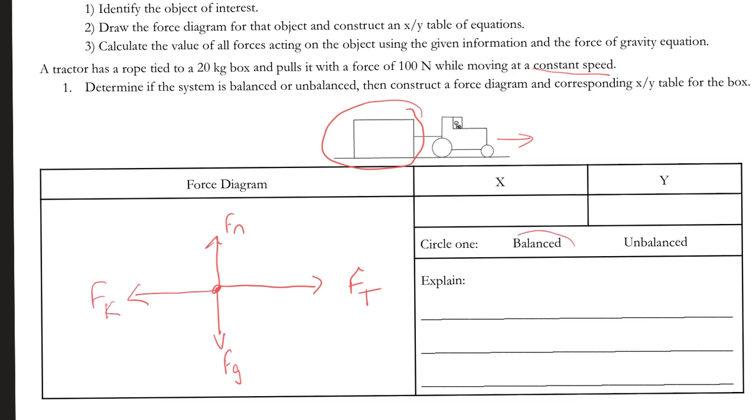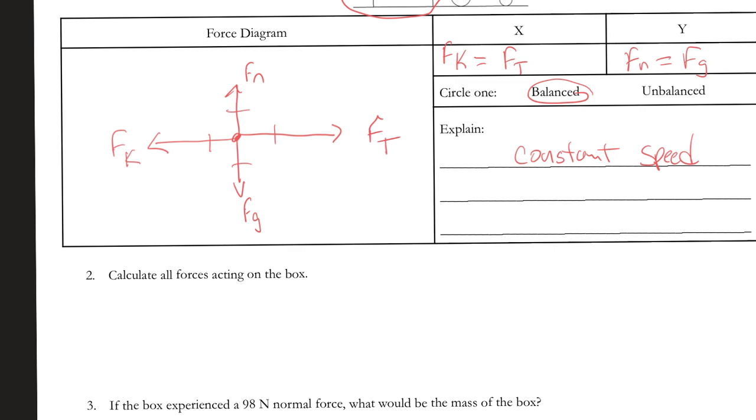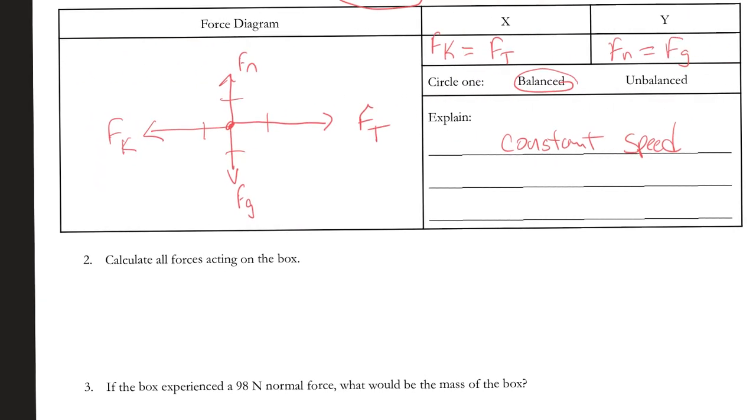Constant speed means that this is balanced, so these have to be even. It's not going up or down, so these have to be even too. In my x direction, I'm going to have the force of friction equal to the force of tension. In the y direction, I'm going to have the force normal equal to the force of gravity. And the reason why we know it's balanced is because it's constant speed. So this is the same thing that we've done before. Nothing new there.